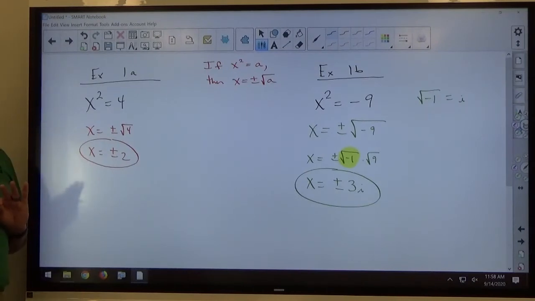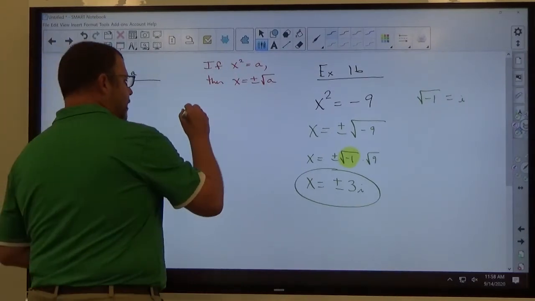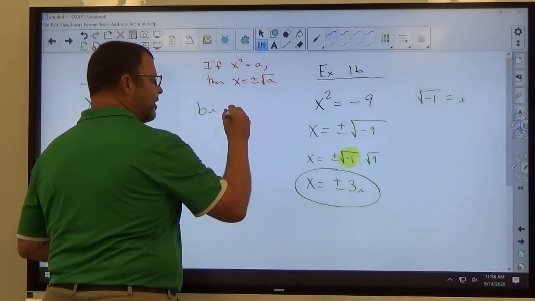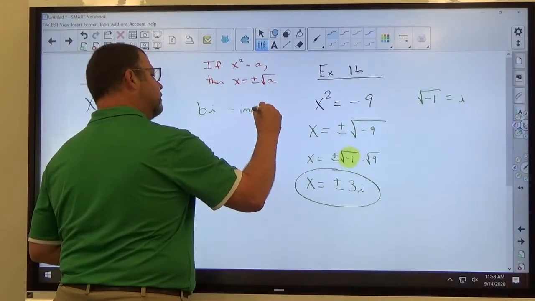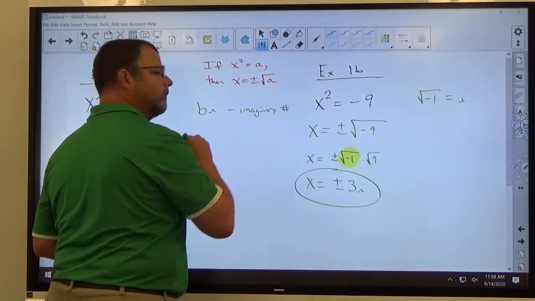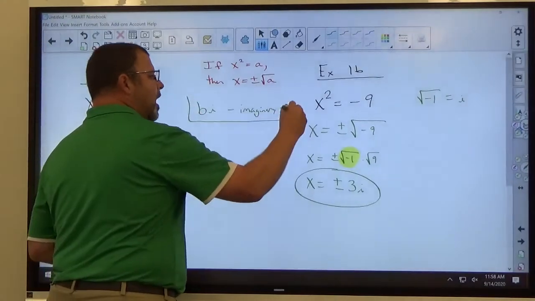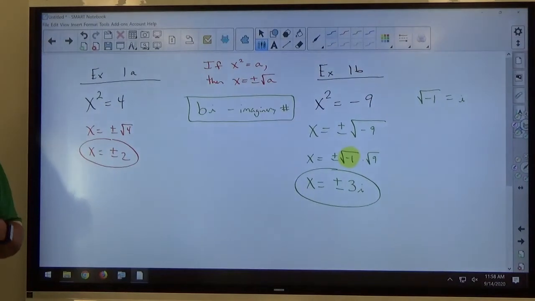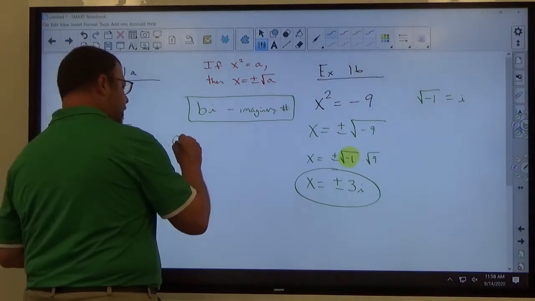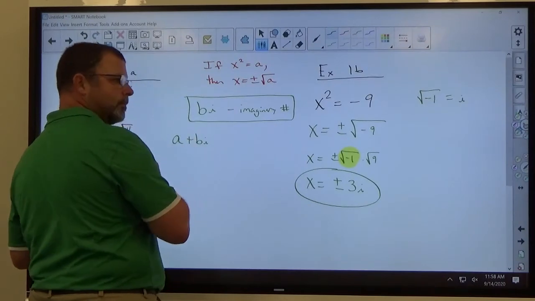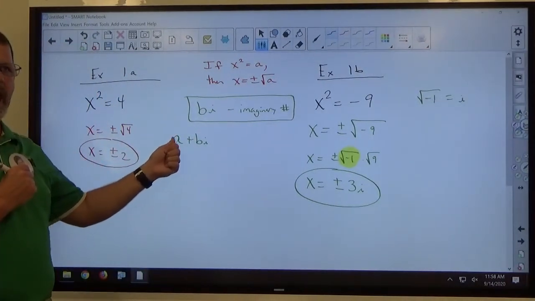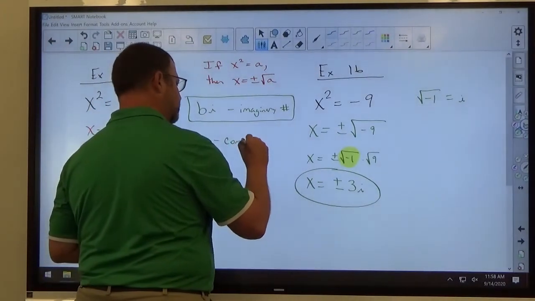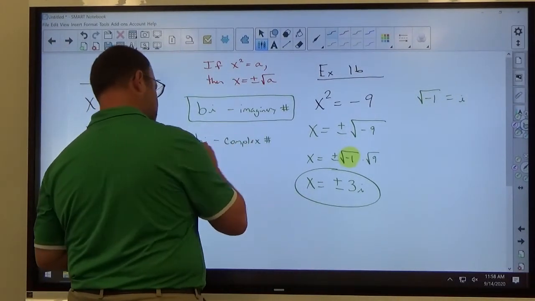Now, let me just give you a little vocabulary here. Any number of the form bi is an imaginary number. So 3i is an imaginary number, negative 3i is an imaginary number. Any number of the form a plus bi, a real number added to an imaginary number, is called a complex number.